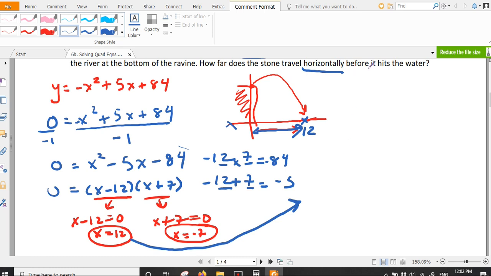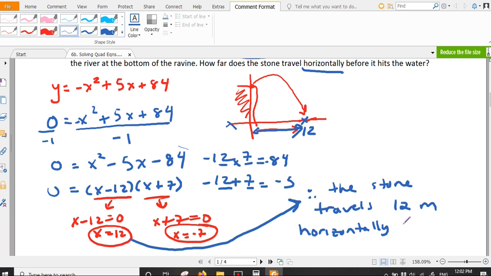How far does the stone travel horizontally before it hits the water? Therefore, the stone travels 12 meters horizontally before it hits the water.